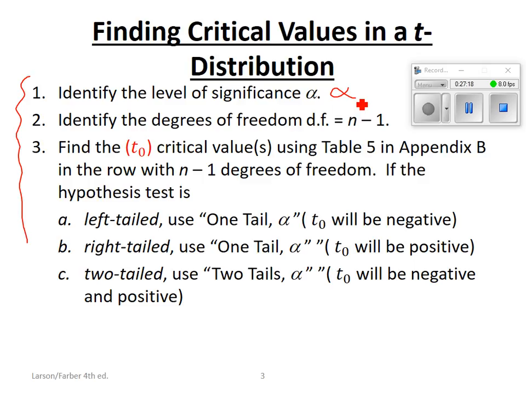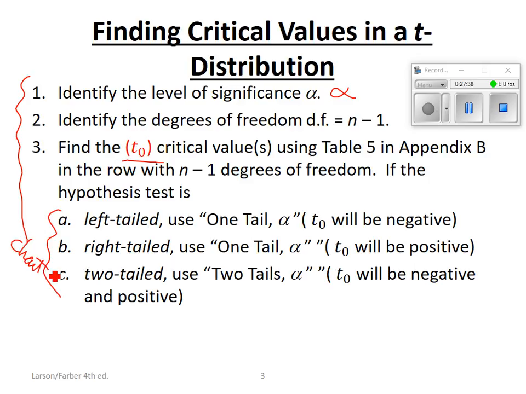Identify the degrees of freedom. Does anybody remember how to find the degrees of freedom? N minus 1. And then you're going to find your t0. Your t0 is your critical value. So you're going to find that. All this is going to come from the chart.